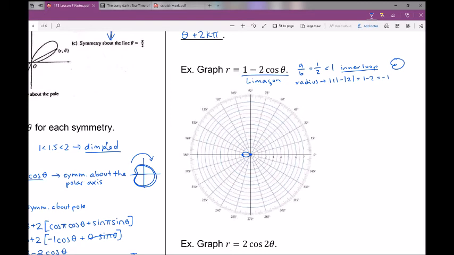So now what we can do is just go through and find some more values. Well, I guess we could find the maximum radius if we wanted. Let's go ahead and do that. So the max radius, we do the absolute value of 1 plus the absolute value of 2, and that's going to give us 1 plus 2, which is 3. And so we know that this will occur this way, and so we get, oh sorry, not right there.